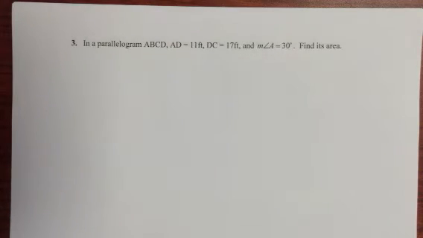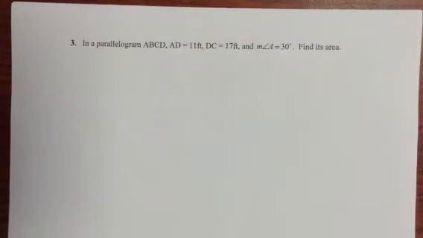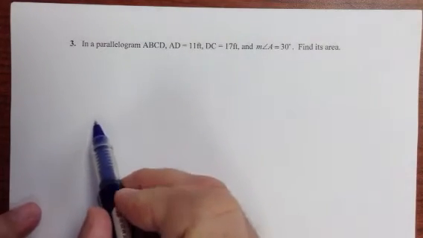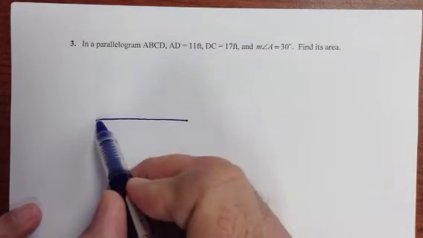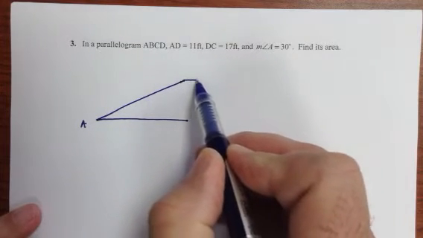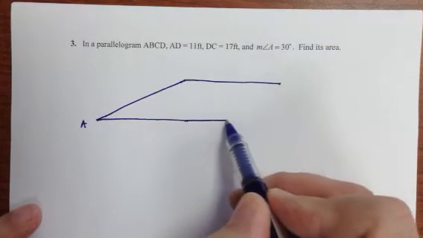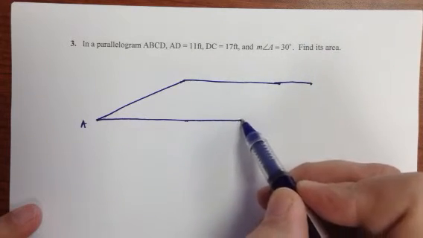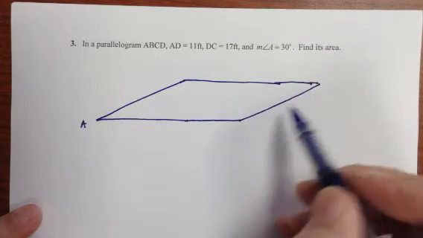All right, number 3. In parallelogram ABCD, AD is 11 feet, DC is 17, the measure of angle A is 30. Find the area. It's important for this particular question that we draw it to scale. It'll really help us. So if this is A, this needs to be 30 degrees. I'm going to try to draw it as a parallelogram freehand here.